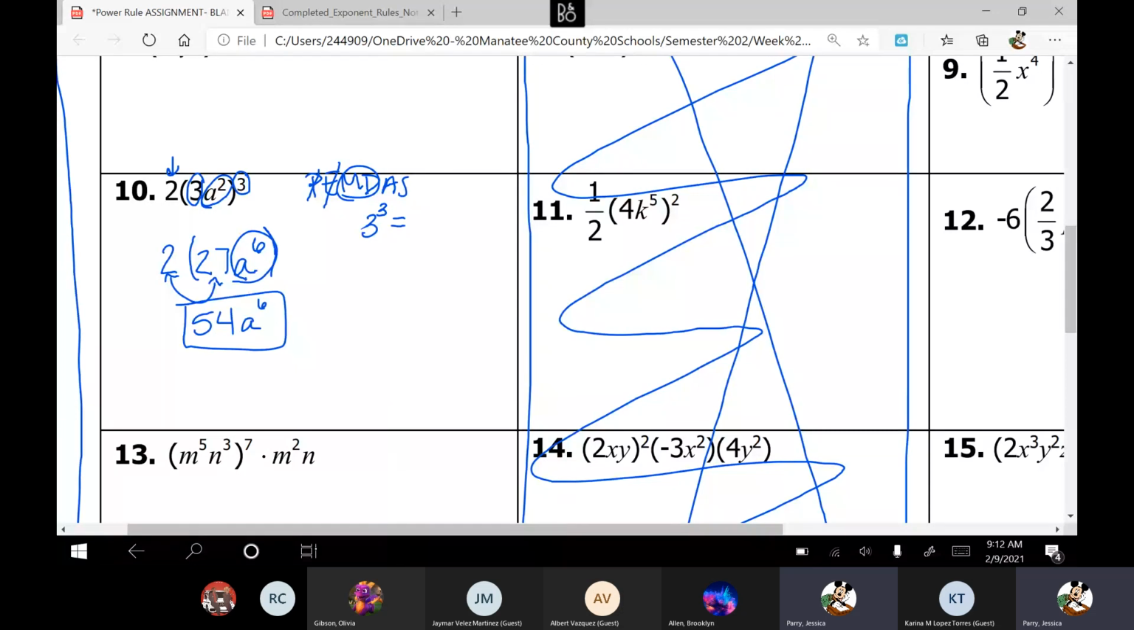Just finish the left column and the right column. You're doing all of the questions on the left side of the paper and all of the questions on the right side of the paper.